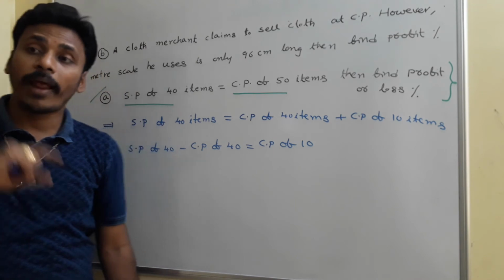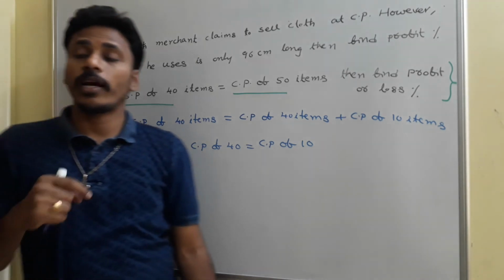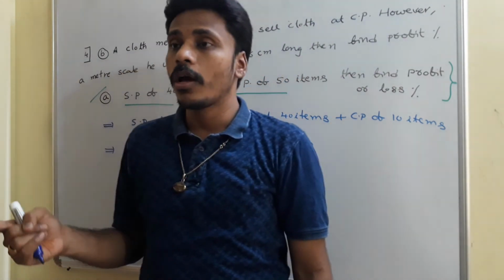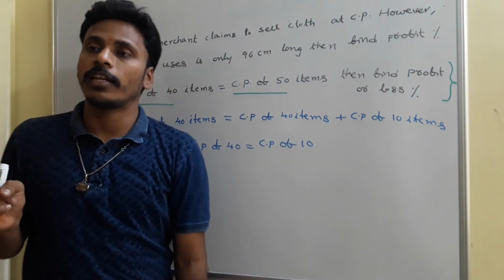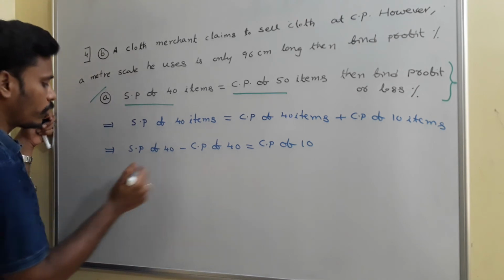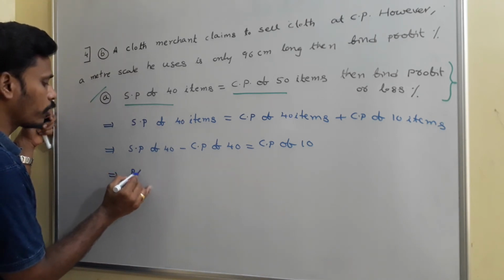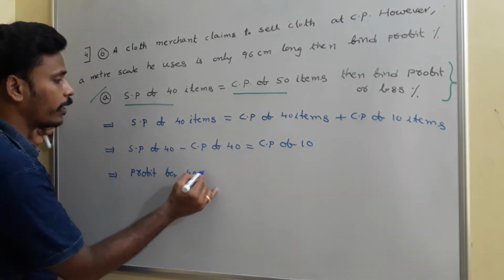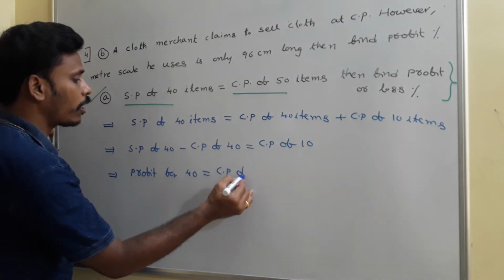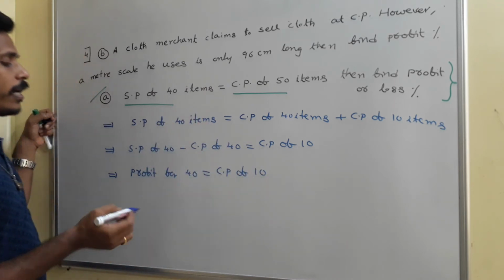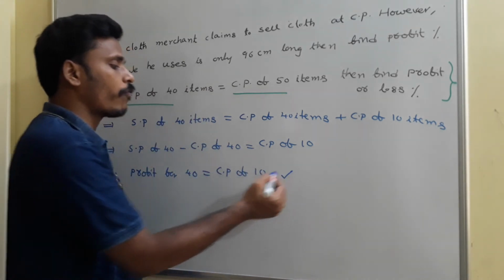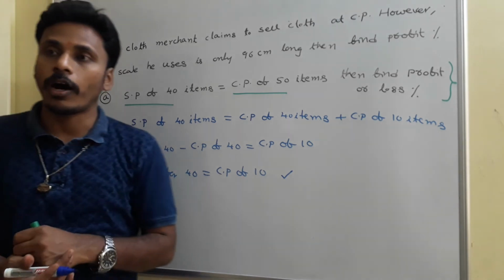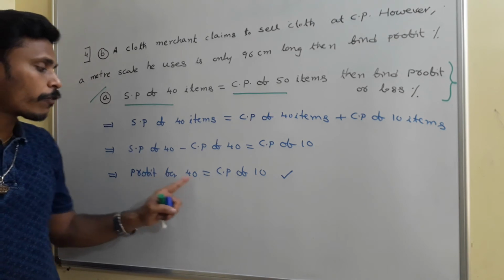Selling price minus cost price, in the sense that selling price is more and cost price is less, and that's why selling price minus cost price is profit. So this difference is profit. So profit for 40 items is equal to cost price of 10 items. That's enough for us to calculate profit percentage, because I have the profit. See, this profit is for how many objects? This profit is for 40 items.